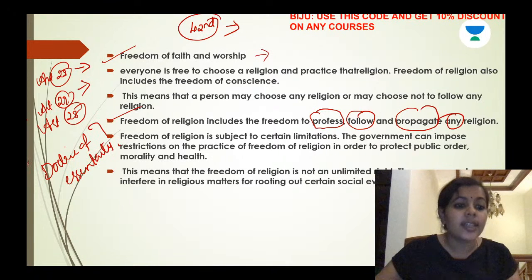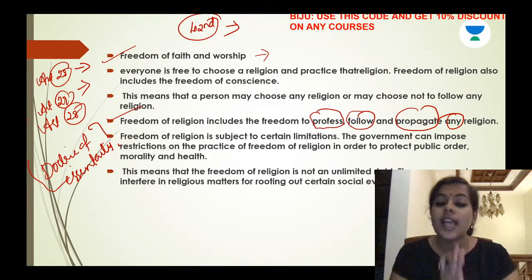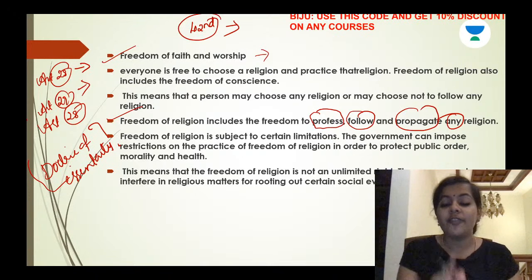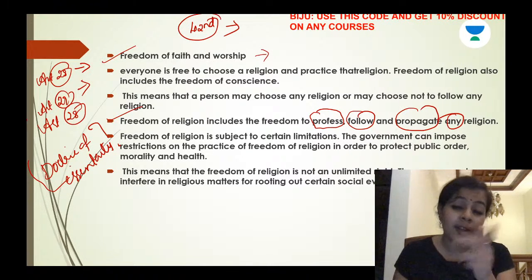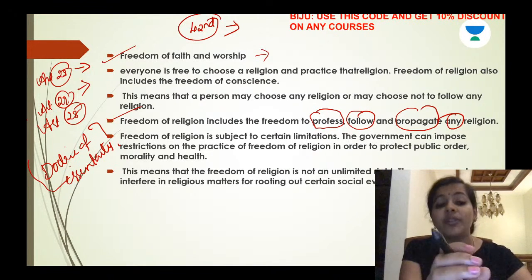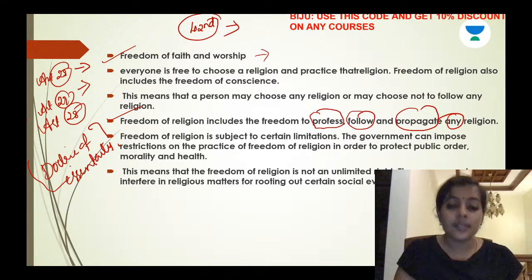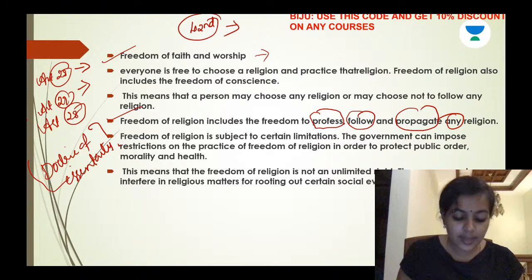What is this doctrine of essentiality? It means the court can interfere in religious affairs if any religion is violating fundamental rights. Then the principle of the doctrine of essentiality is applicable and the court can interfere. So this is very important to note. The term is known as doctrine of essentiality. I asked you to find it out yesterday. I don't know whether you found it or not, but this is a case.